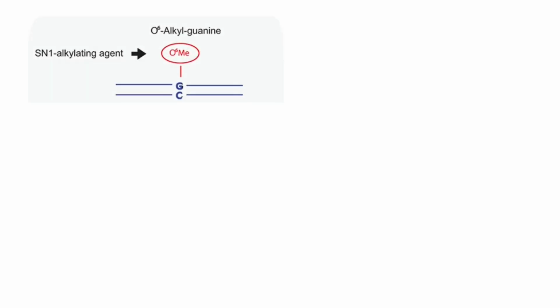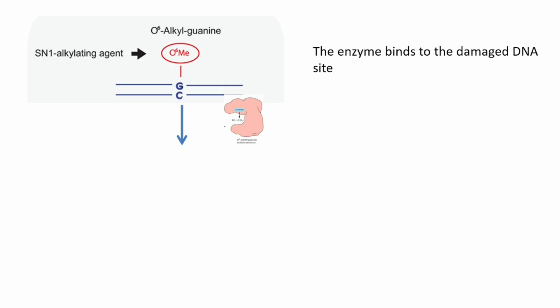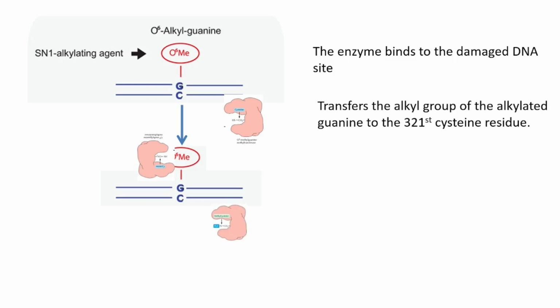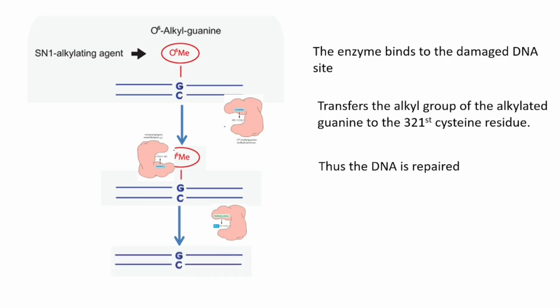The guanine in this DNA duplex has been methylated to form O6-methylguanine. DNA methyl transferase or ADA protein approaches the site. It binds to the damaged DNA site and transfers the alkyl group of the alkylated guanine to the sulfhydryl group of the 321st cysteine residue. Thus, the enzyme now becomes alkylated and the damage is repaired.